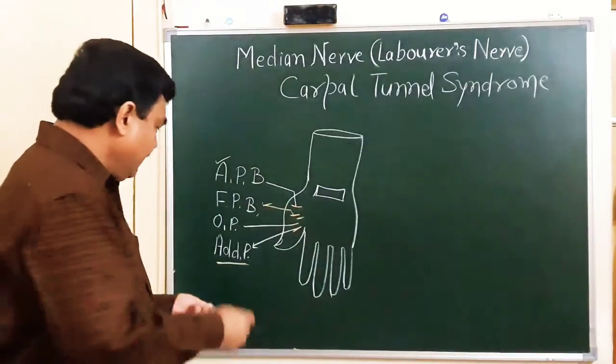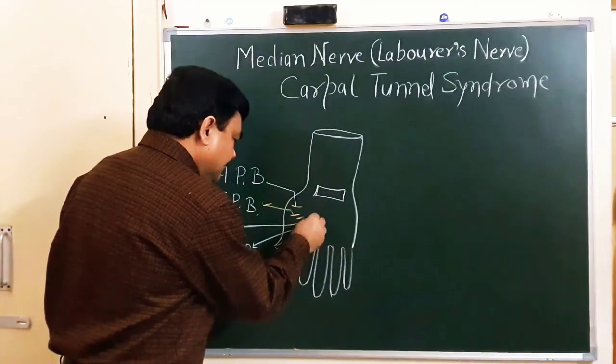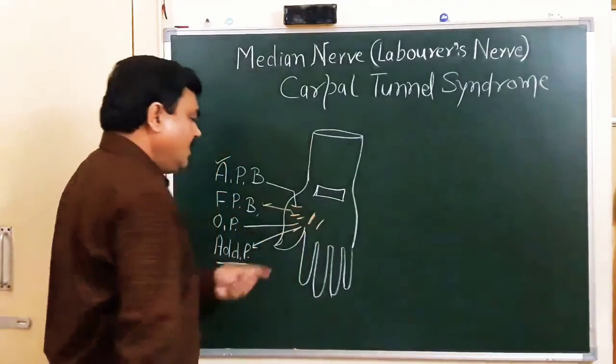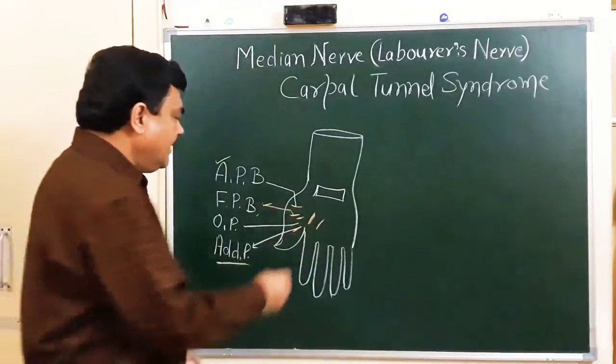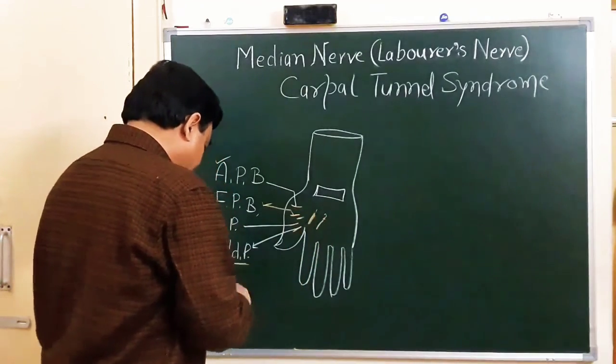Another muscle related here is the lumbricals. First and second lumbricals. This is the first and this is the second lumbrical muscle.